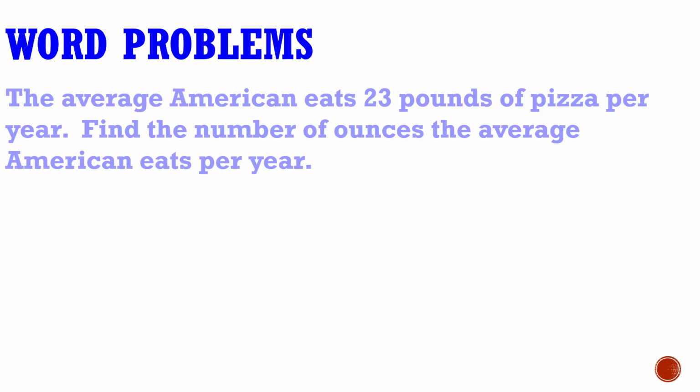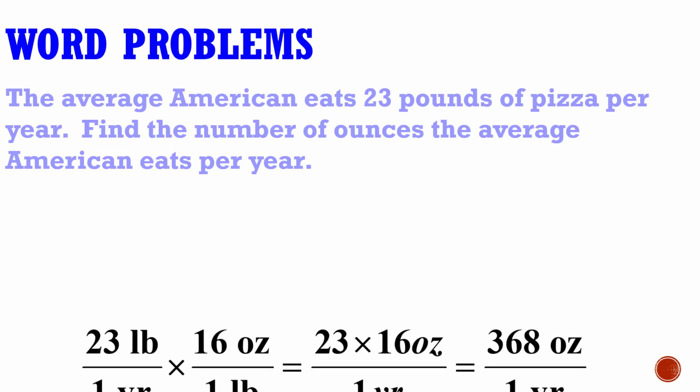The average American eats 23 pounds of pizza per year. Find the number of ounces the average American eats per year. So we want our solution to be the number of ounces per year, so the weight of pizza per 1 year, the time. So we need our initial fraction to start off as weight over time.